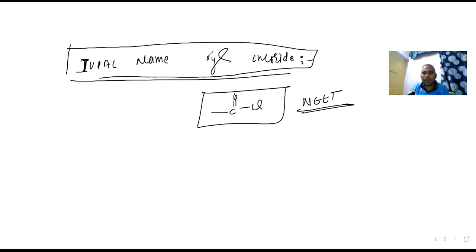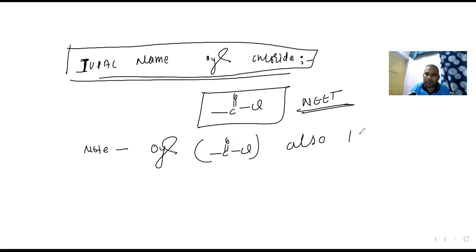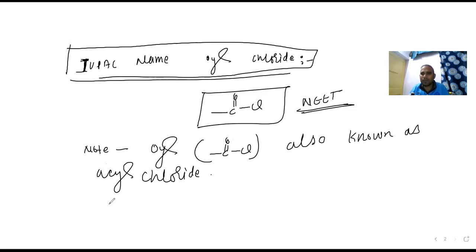If you want to write the name, it is oyl chloride. One more name is there: oyl chloride, in brackets C double bond OCl, also known as acyl chloride. This is the point. So how can you write the name of this compound? Firstly, the same is there.